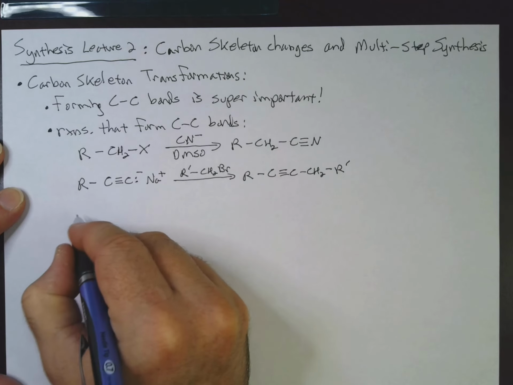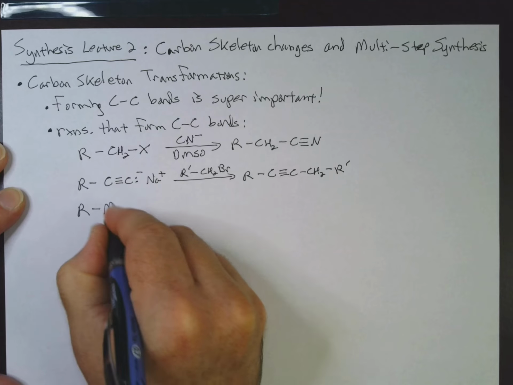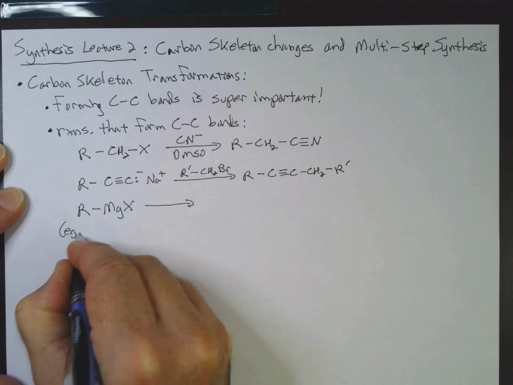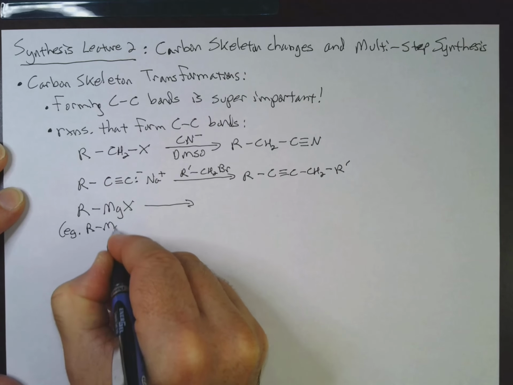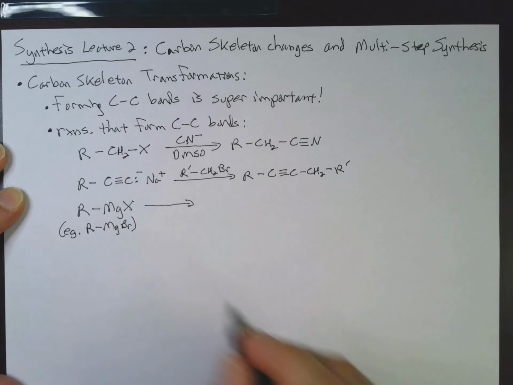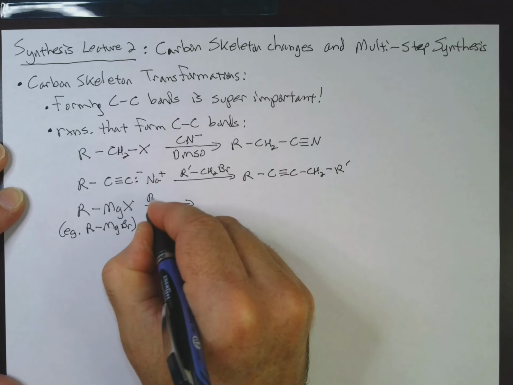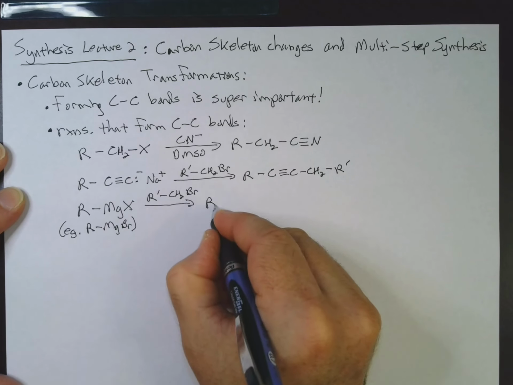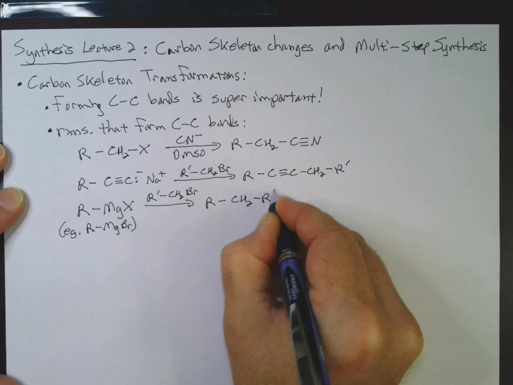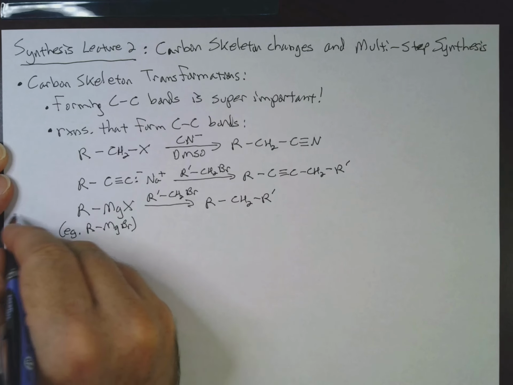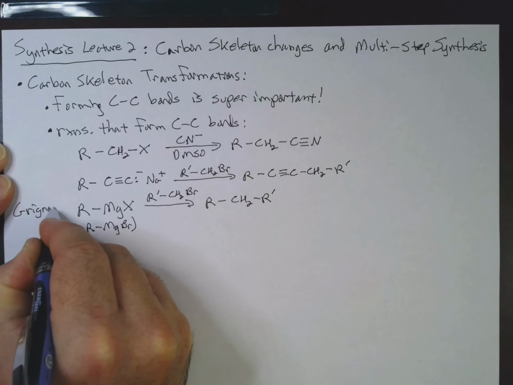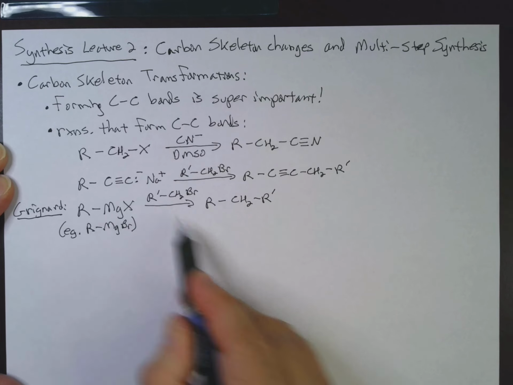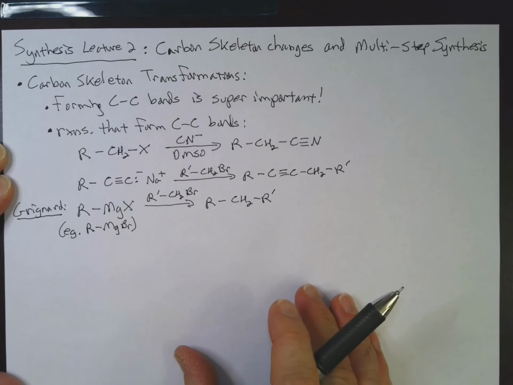Now we can also do RMgX, usually it's RMgBr, and we'll go ahead and treat that with R prime CH2Br, and we'll get RCH2R prime. So we're going to use our Grignard and react it with an alkyl halide, a primary alkyl halide, and make a longer alkane.